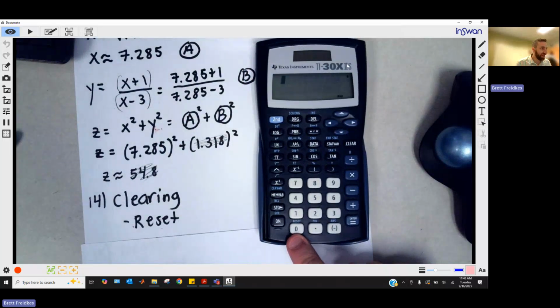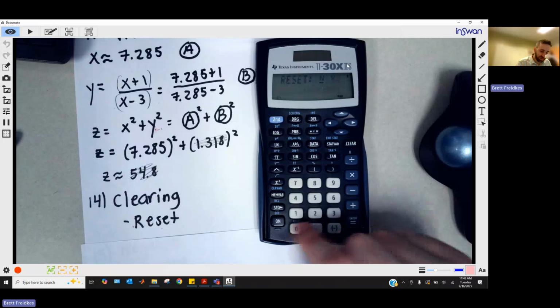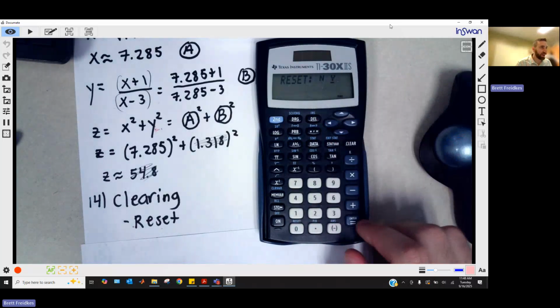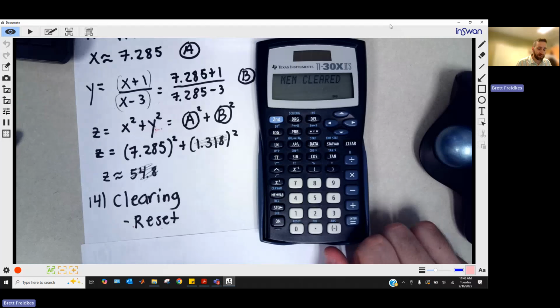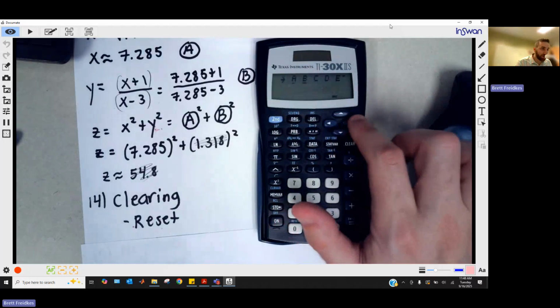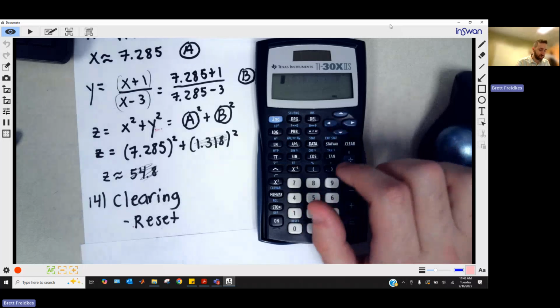If I want to just reset all of my memory, all I have to do is come to the reset key, which will be a second command. I'll do second reset, and it'll ask you, do you want to reset no or yes? So I'm going to go ahead and select yes, click enter. It says memory cleared. If I go to store, you see that there's nothing under anything anymore because we got rid of them.